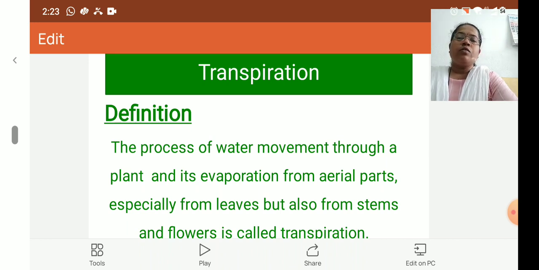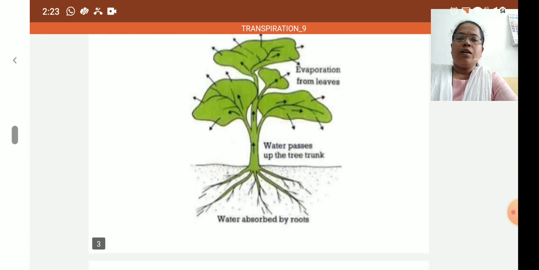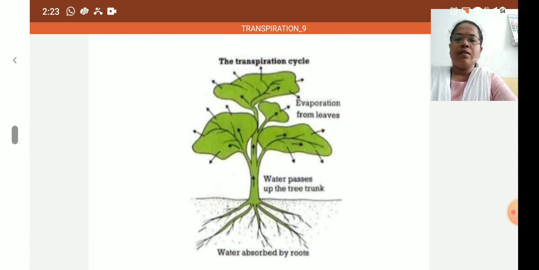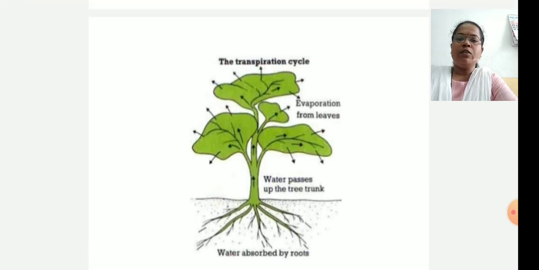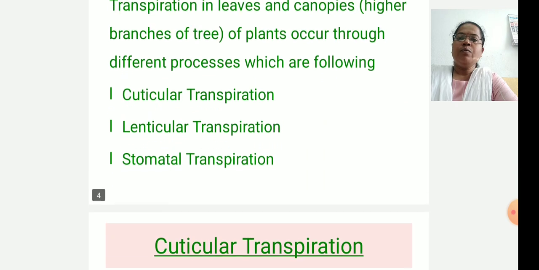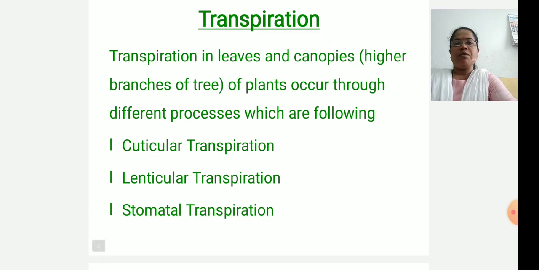Okay, now look at this. Here water is absorbed by the roots continuously. Now this water reaches each and every part of the plant body, and through the trunk it reaches up to the leaves, and then from the leaves the evaporation of that excess water is taking place, means transpiration is taking place.